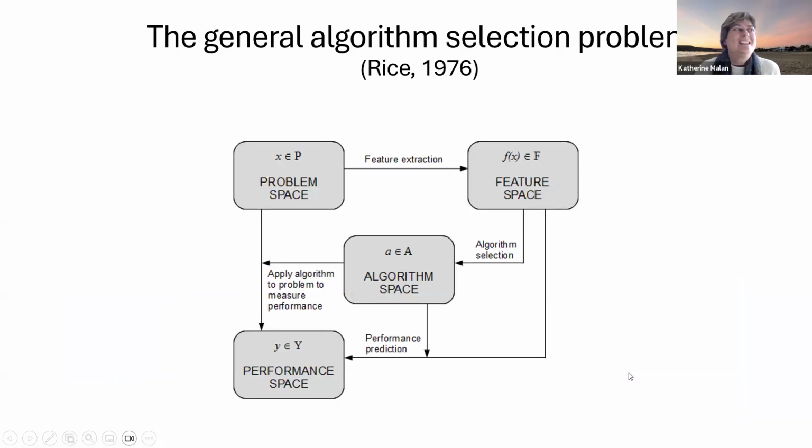So it's always useful to go back to this 1976 model by Rice, which is the algorithm selection problem. So this is when you've got an algorithm.